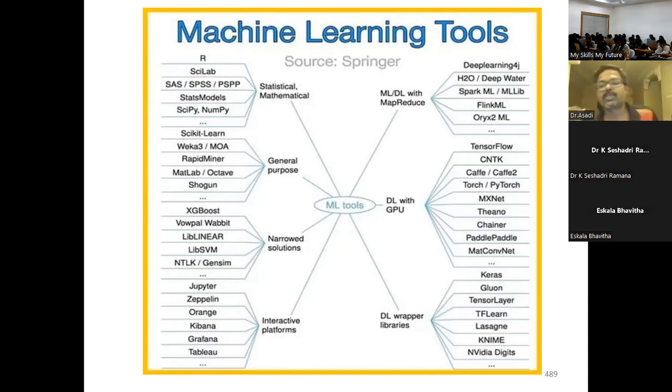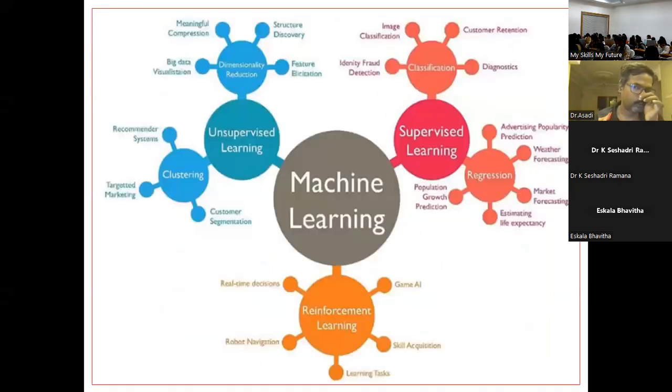FlinkML. Then deep learning with GPU, graphical processing unit, we have various frameworks: TensorFlow, Microsoft Cognitive Toolkit, Caffe, Caffe2, Torch, PyTorch, MXNet, Theano, Chainer, Paddle, and deep learning wrapper libraries like Keras, Gluon, TensorLayer, TFLearn, NVIDIA DIGITS. These are the various tools. So these concepts I have already explained.